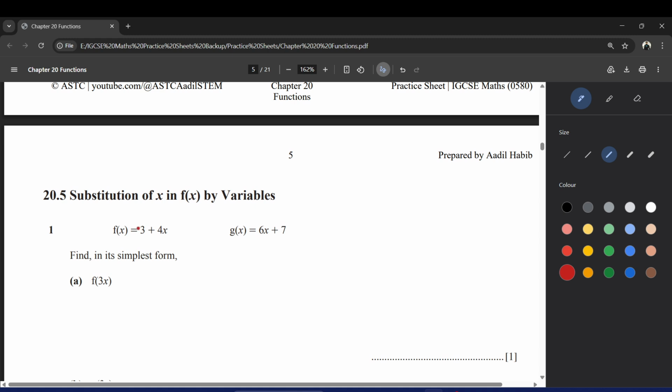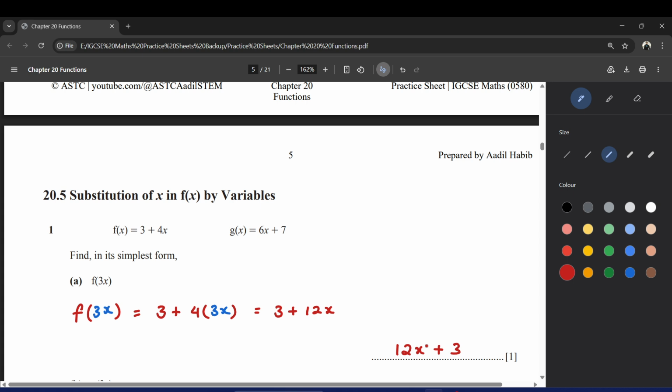So this is your f of x, which is the original equation. If I want to substitute 3x into it, in place of x I'm going to write 3x, and then we can start solving it. So that would be 3 plus 4 times 3x, that would be 12x. So my final answer would be 12x plus 3.